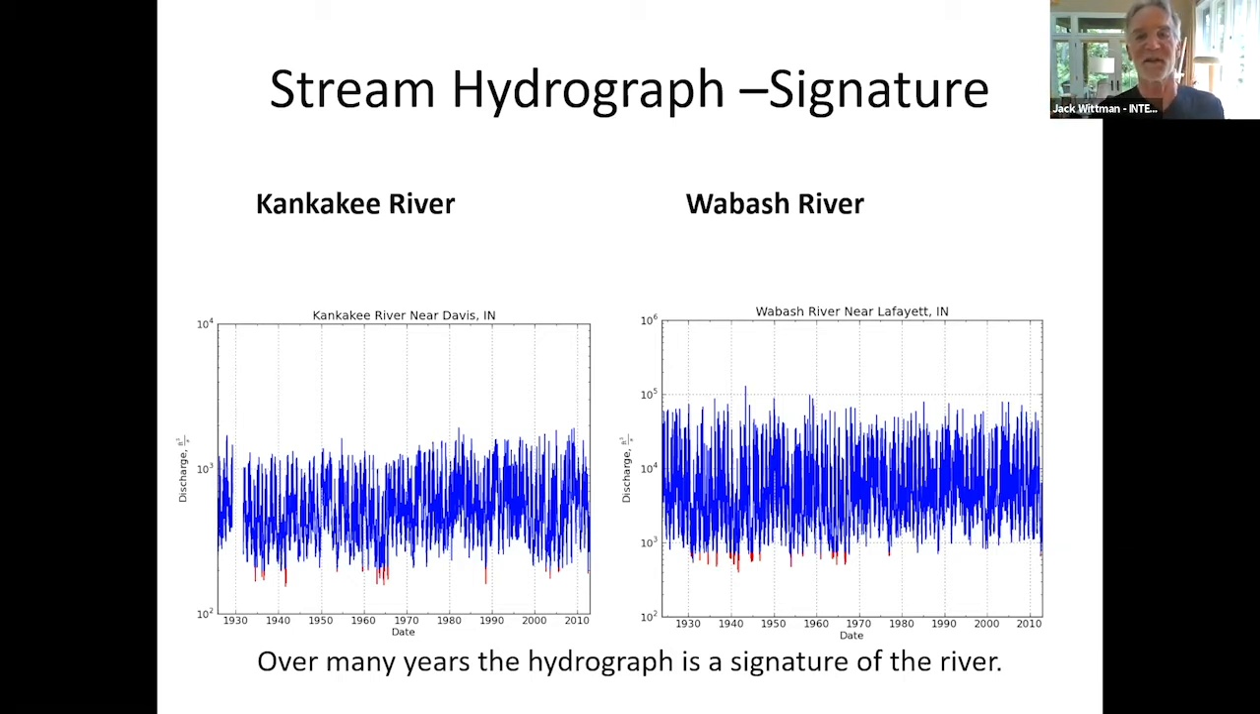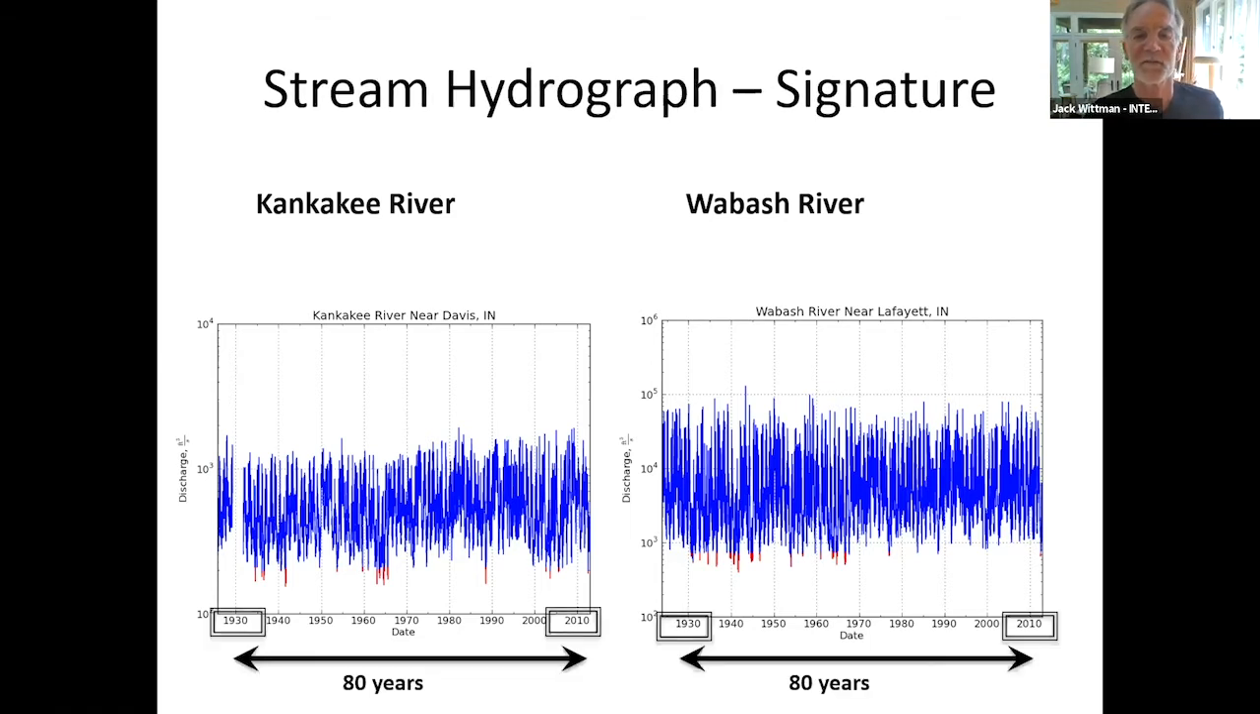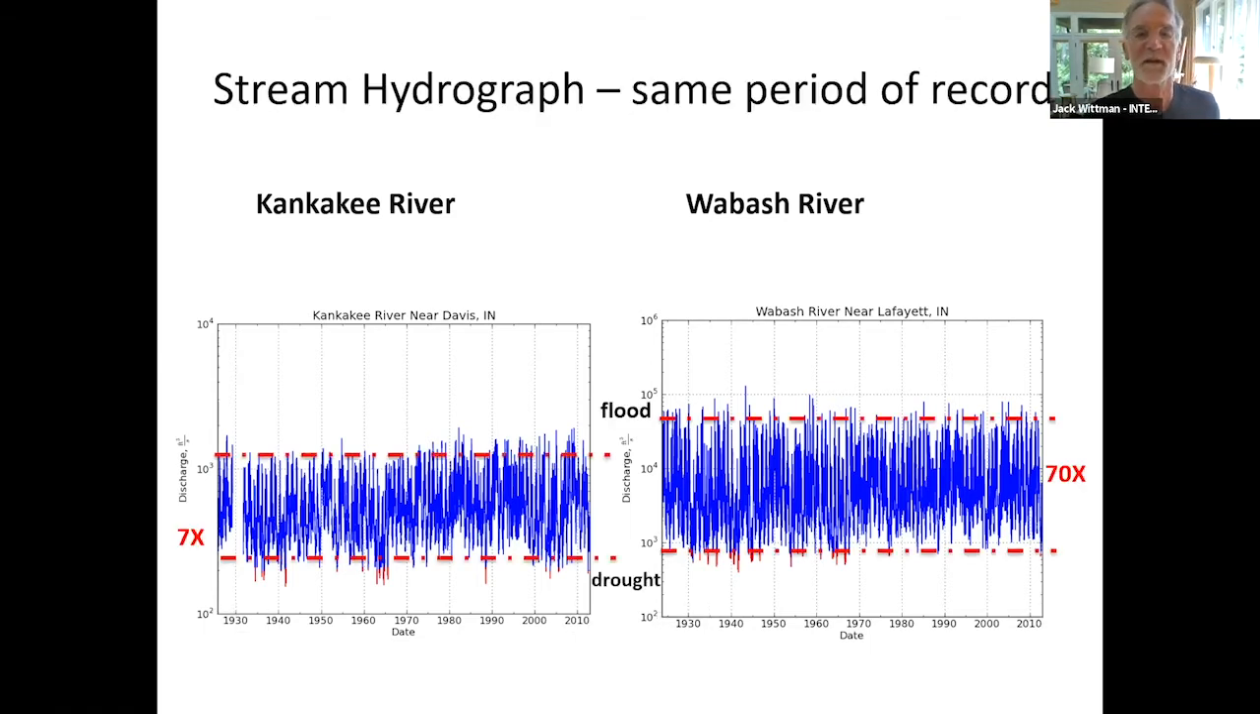They have slightly different areas and dimensions, but still, it's a little amazing that you can have a river like the Kankakee flowing at 5x or 1x, whatever the number is, and the Wabash will go up to 100 times its flow in a single year. Why is that? The signature of the river is part of the answer. These are both 80 years. Okay, 7x and 70x. Those two lines are those. So a tenfold difference between flood and drought.